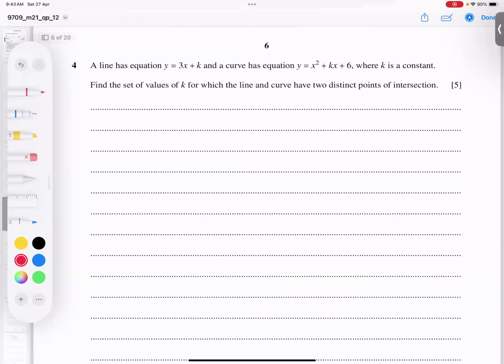Question number 4. He's saying this curve equation is a line equation, sorry, because no power of x means 1. And when power 2 is called curve, he mentioned, and he said k is a constant. Find certain values of k for which the line and curve has two distinct points. You know, we have three conditions. I show you this condition number 1, and when this kind of question comes, I just explain my student all three options.